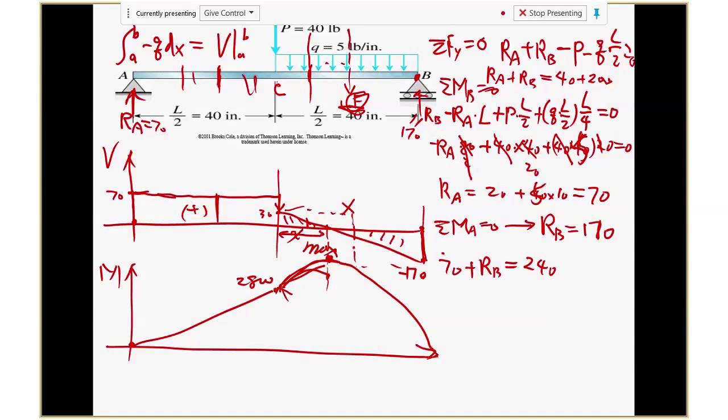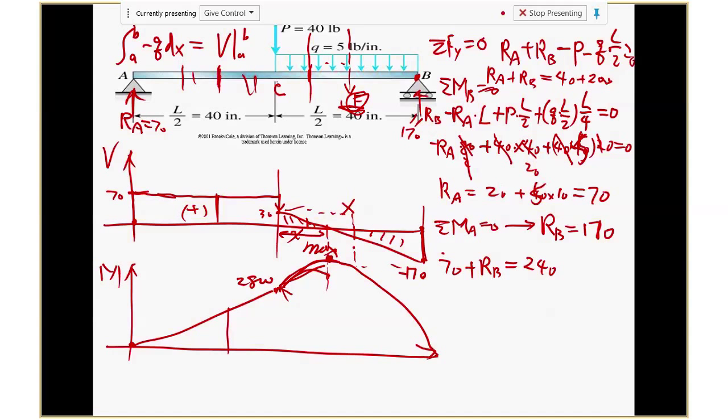So if you think this way, you can easily calculate the value anywhere, and you can plot it. Now what about M? If you look anywhere here, that M will be RA times this distance. That's why you have a linearly increasing moment.